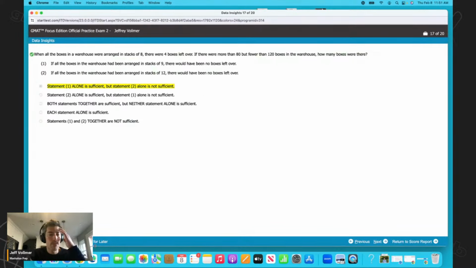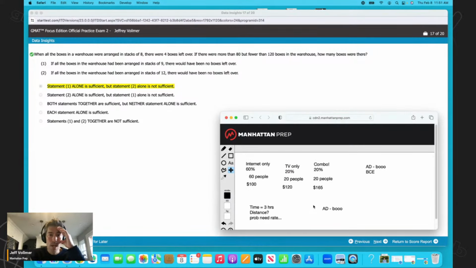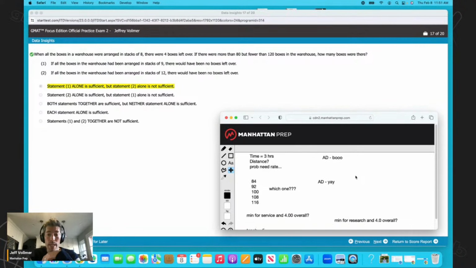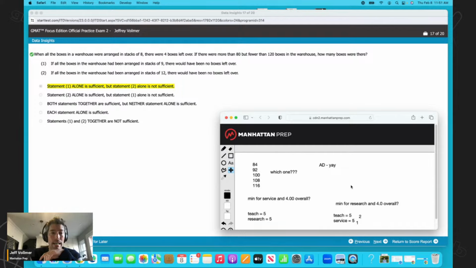Oh, yeah, talked about this with the multiples of 8 plus 4. Yeah, I like these problems. I guess this is kind of a number property question, but it's done in a word problem, right? It's not pure math. It's not saying, if n is equal to 8x plus 4, where x is an integer, and n is greater than 80 but less than 120, what's the value then? That's the equivalent problem here.